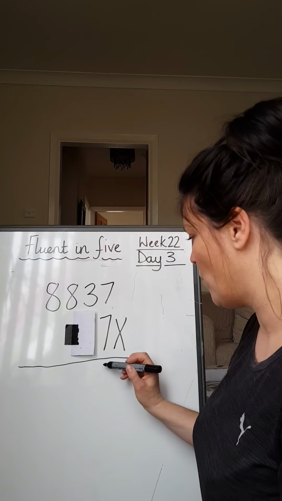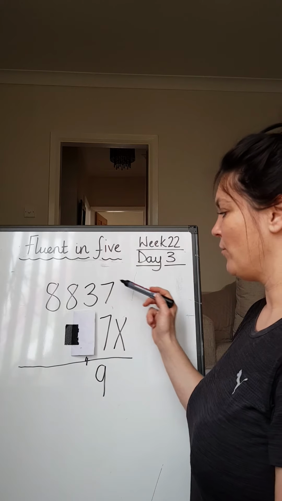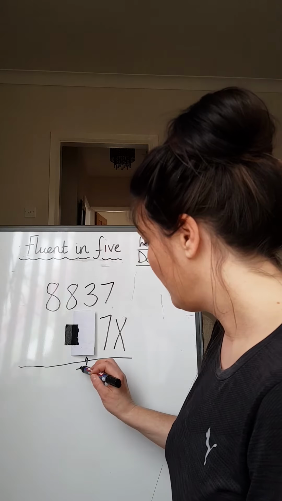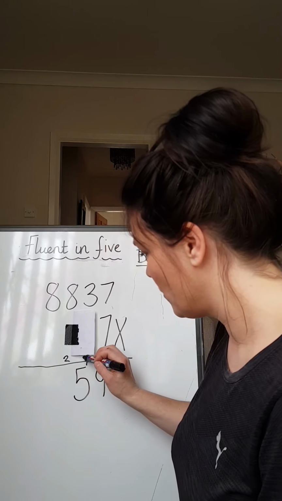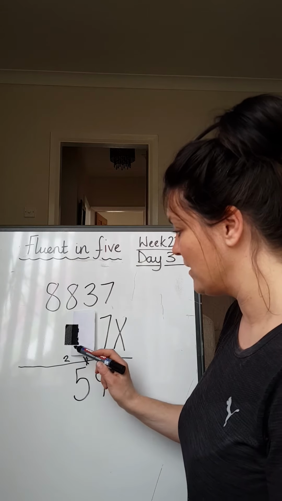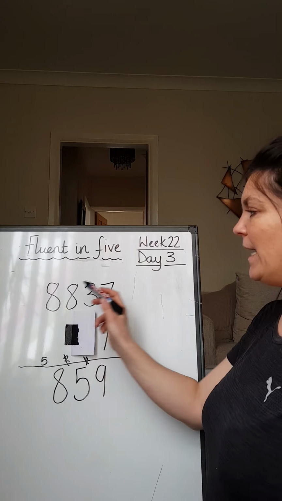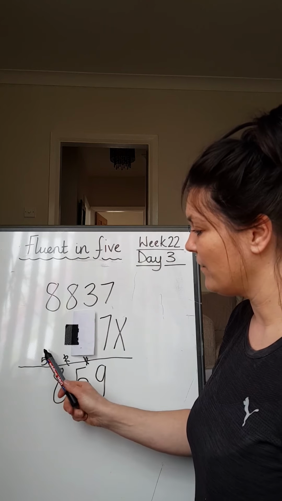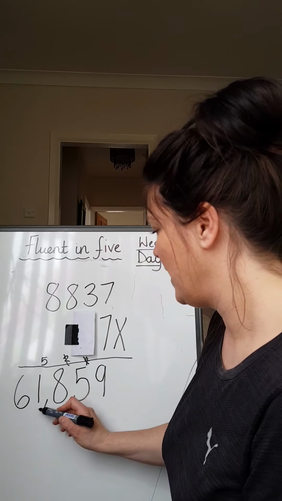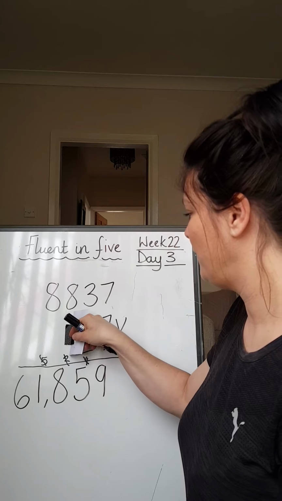So 7 times 7 is 49. 9 in the box, 4 on the doorstep. 3 times 7 is 21. Add the 4, 22, 23, 24, 25. 5 in the box, 2 on the doorstep. Cross that one off, don't need it anymore. 8 times 7 is 56. Add the 2, 57, 58. 8 in the box, 5 on the doorstep. 8 times 7 is 56 again. 57, 58, 59, 60, 61. Start a new column, no more maths to do. So that number is 61,859.